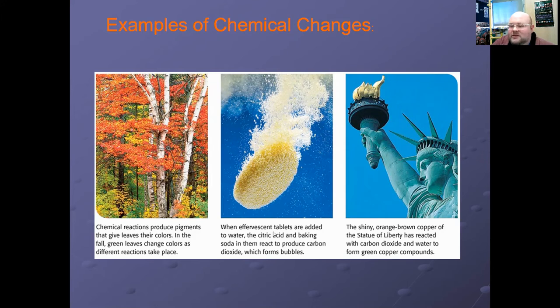Effervescent tablets, these are added to water. The citric acid breaks it down. They produce carbon dioxide bubbles. Seeing those bubbles form, you can tell a chemical reaction occurred. The Statue of Liberty, it used to be shiny and orange and had that copper-like color that you think of when you think of copper. But over the years, it's reacted with water and carbon dioxide, and it's formed a green copper compound on the outside. These are all irreversible chemical changes. That's another big hint. If it's irreversible, you know it was a chemical change.